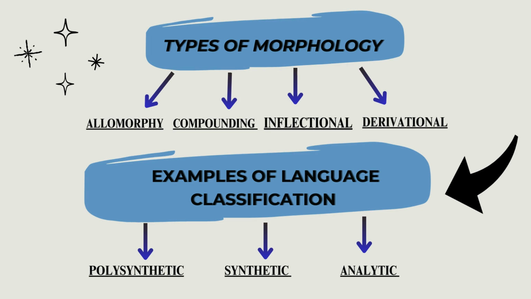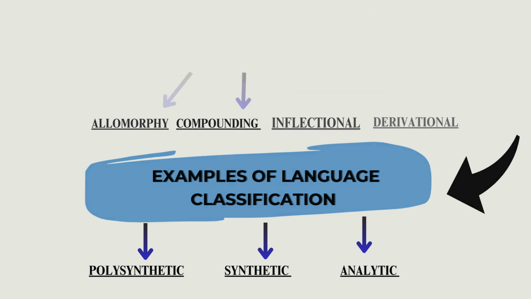Number 3. Analytic languages. These languages rely on individual words and word order rather than inflection or affixes, like in English language. Word order is essential for meaning, like in the sentence, the dog chased the cat, is different from the cat chased the dog. Final thought, these classifications highlight the incredible diversity of language systems and how they utilize morphology in different ways to achieve the same goal, effective communication.